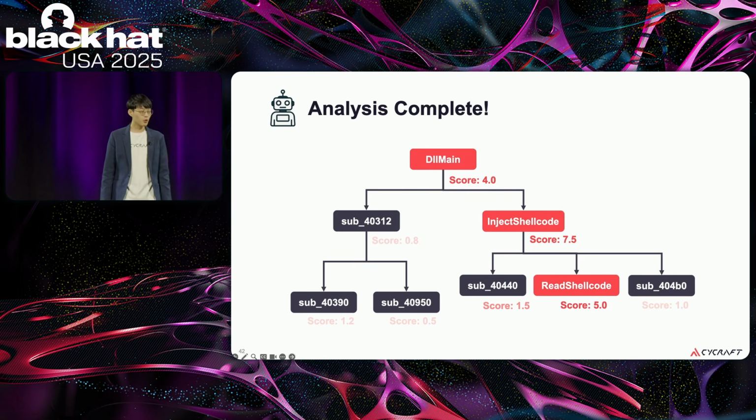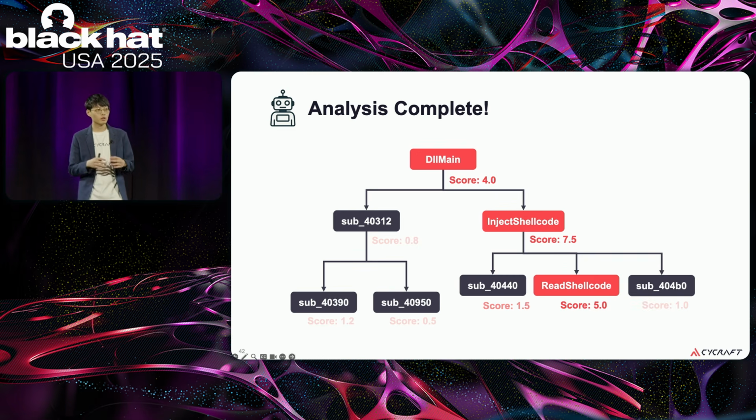And finally, we will set a threshold for our analysis. So we don't just analyze every function. We only analyze the important, the selective functions. So that we don't analyze those library functions or utility functions we don't care about. So we only analyze selective functions, and we can get the overall behavior of this malware. And this can help us save tokens and help us run faster.